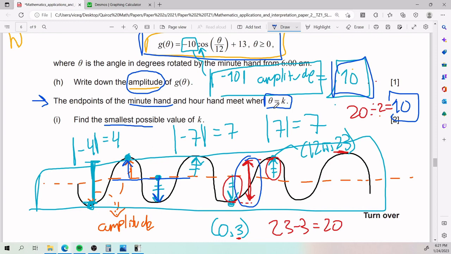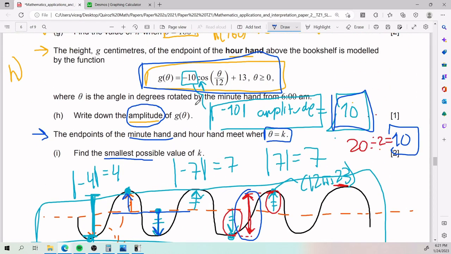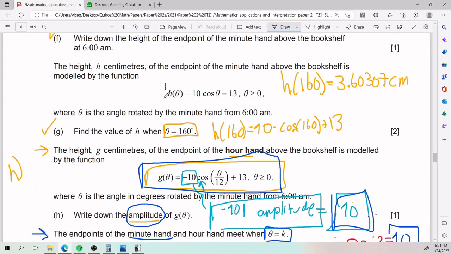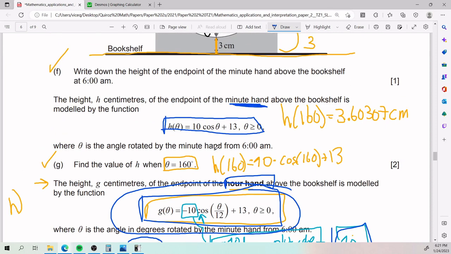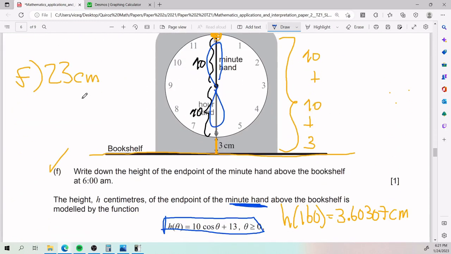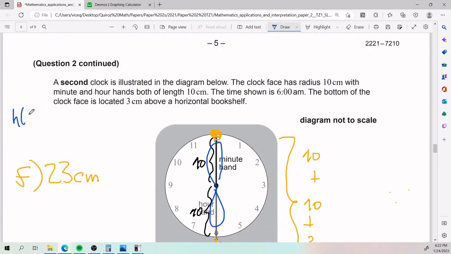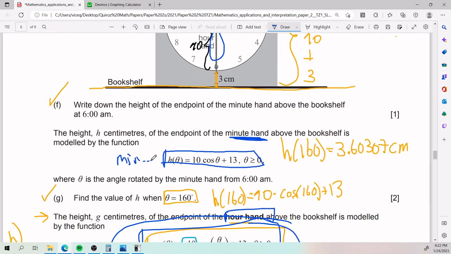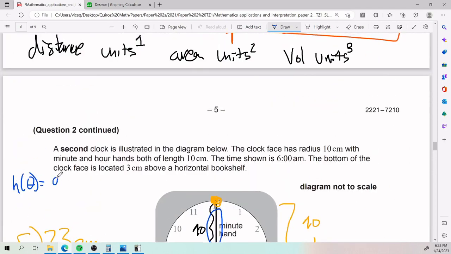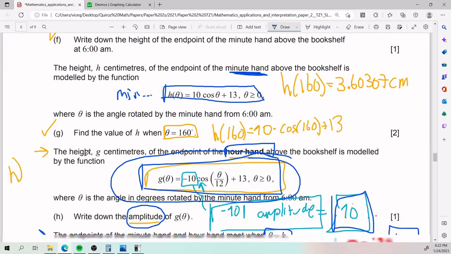There's a couple ways to approach this, and what I consider most intuitive is the following. This is the one for the minute hand. This is the one for the hour hand. And so if you go ahead and equal them to each other, that is going to be wherever theta equals k. Quite literally. See? So if I equal them to each other, we will have h(theta), which is the minute one, being equal to g(theta), which is the hour one.